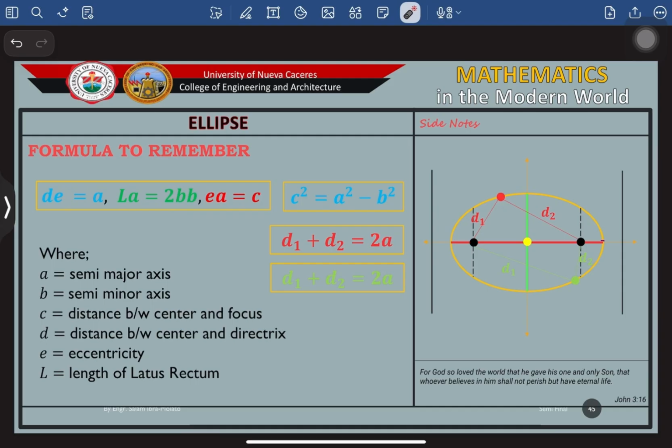Then, another one is the eccentricity. The earlier one was E is equal to C over A. So you cross multiply it, which is why it became EA is equal to C.